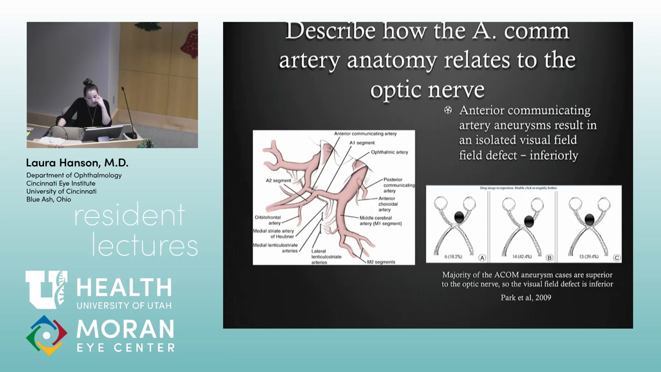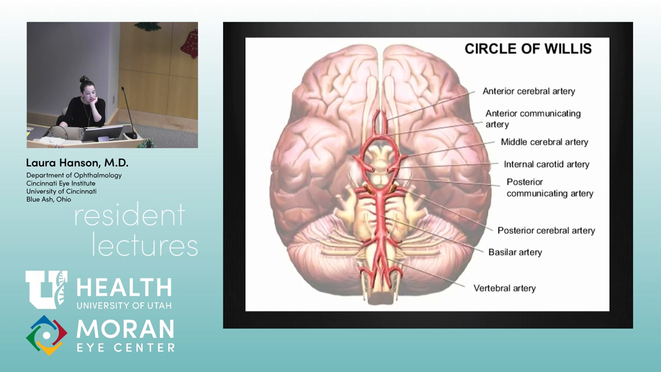Okay, so you can get an anterior communicating artery aneurysm that results in a visual field defect because of where the anterior communicating artery travels relative to the optic nerve. So it's usually superior, that's for the anterior communicating, so there's the chiasm with the prechiasmatic nerves running right there. But the thing to remember about that is that it will usually result in an isolated inferior visual field defect because it's laying over top. So that's kind of the picture of how it lies.